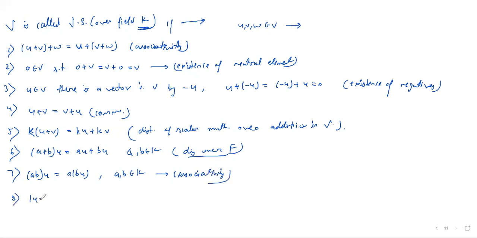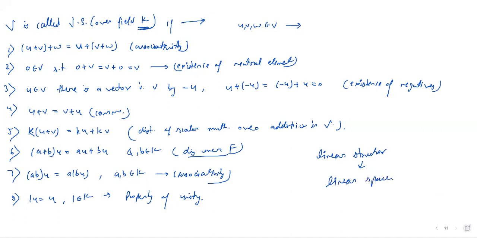And 1u equals u, where 1 belongs to K. This is the property of unity. So these are the certain axioms that have to be satisfied for a set to be a vector space. A vector space is a linear structure, and is also called a linear space.